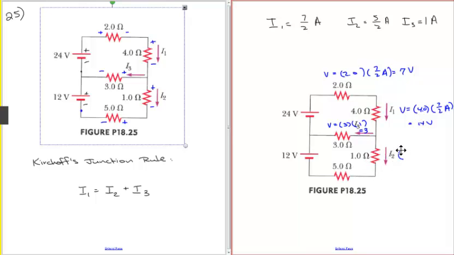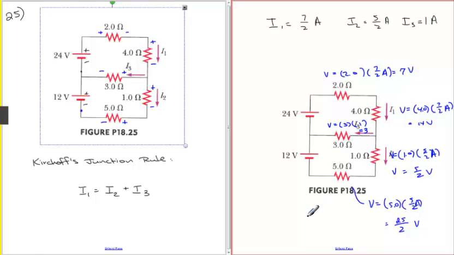I2 is 5 halves. So the voltage drop across here is the resistance, which is 1 ohm, times the current, which is 5 halves amps. And so we get the voltage drop across that resistor is 5 halves. Likewise here, the voltage is the resistance, which is 5, times the current, which is 5 halves amps. And so we get 25 halves volts across those. So now we add these voltages up.